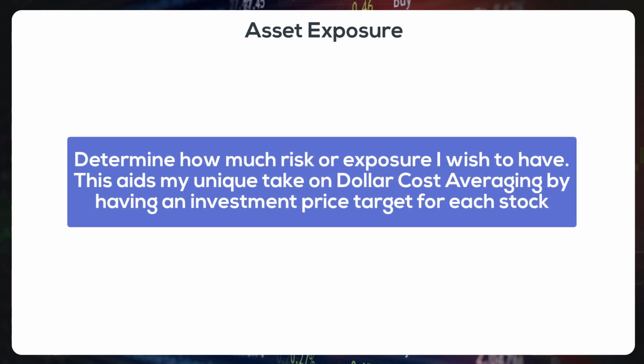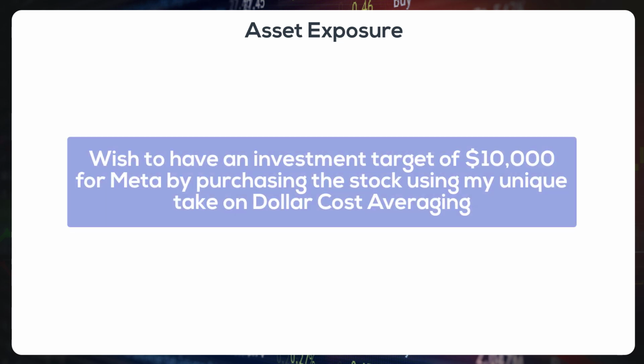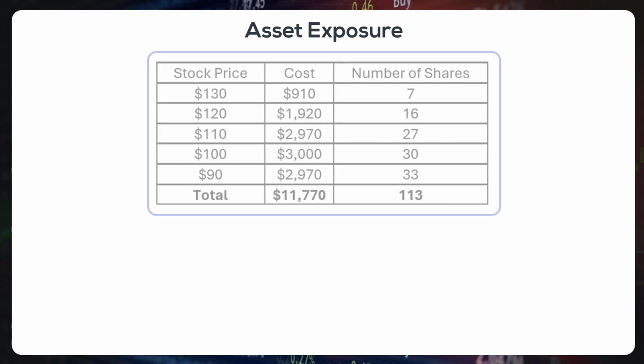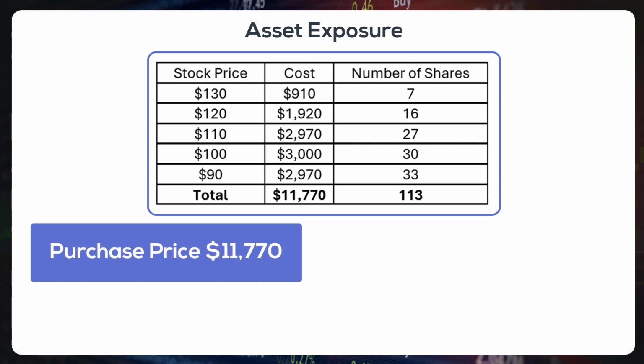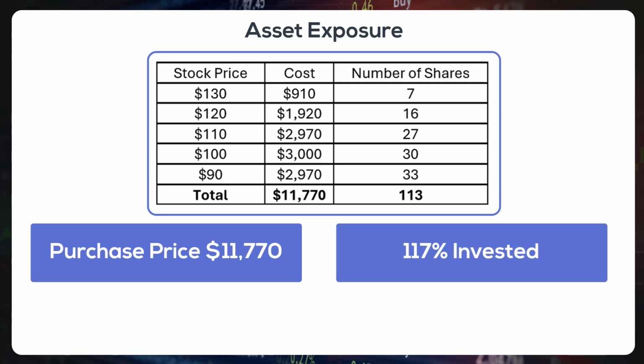Before I make any asset purchase, I determine how much risk or exposure I wish to have. This aids my unique take on dollar cost averaging by having an investment price target for each stock I wish to accumulate. For example, if I wish to have an investment target of $10,000 for Meta during 2022 and purchase the stock using my unique take on dollar cost averaging, the total purchase price was over the initial investment target of $10,000, at $11,770, which in percentage terms was 117% invested, with an average purchase price of $104.